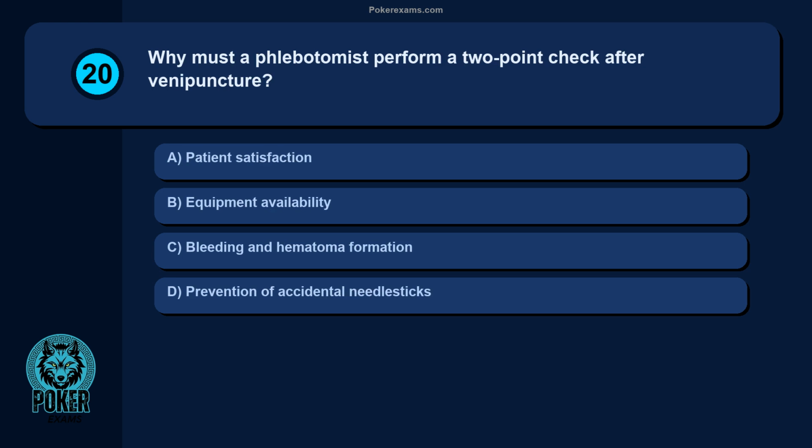Question 20. Why must a phlebotomist perform a 2-point check after venipuncture? Patient satisfaction, equipment availability, bleeding and hematoma formation, prevention of accidental needle sticks.